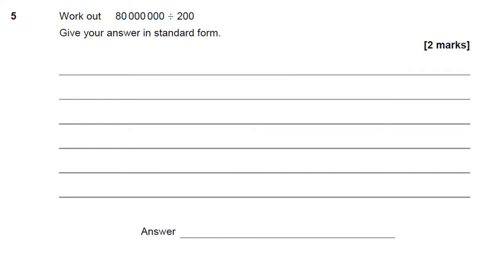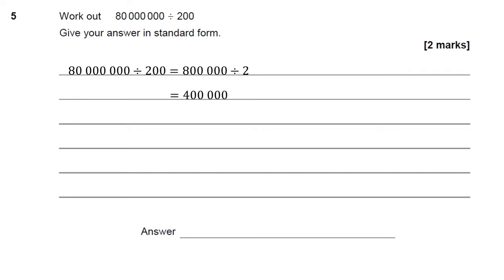Question 5, work out 80 million divided by 200, giving your answer in standard form. Both of these have got plenty of zeros on the end, so let's cancel out 2 of those zeros for both of them. So we've now got 800,000 divided by 2. This is a nice easy one. We're just going to divide that 8. So that gives us 400,000.